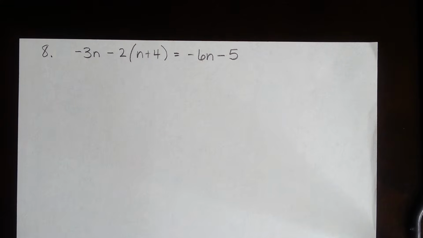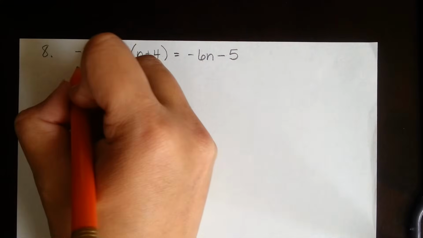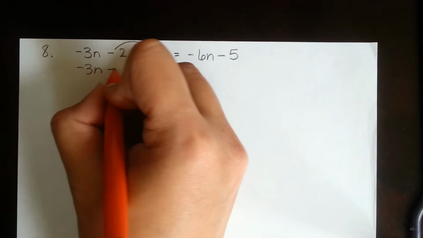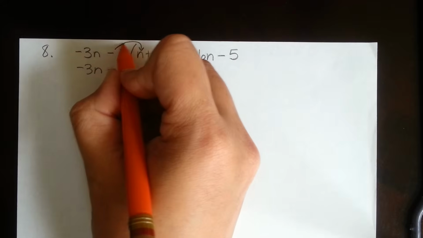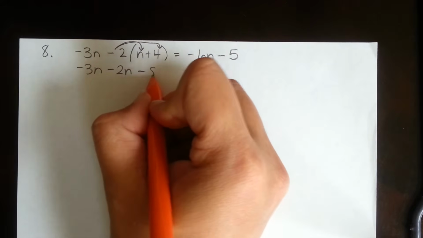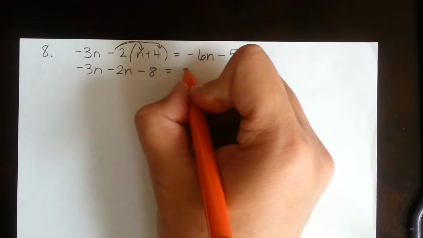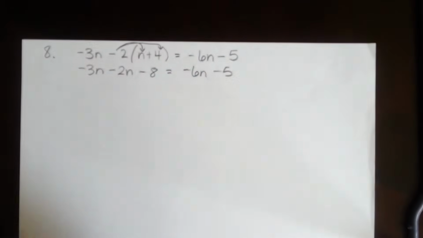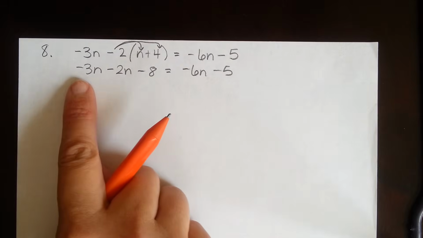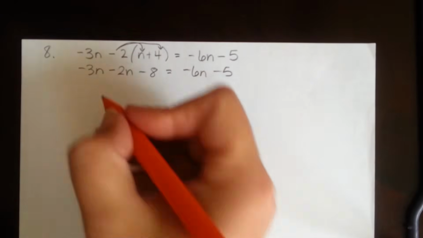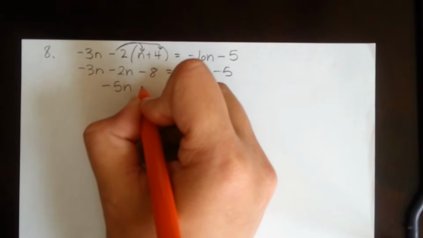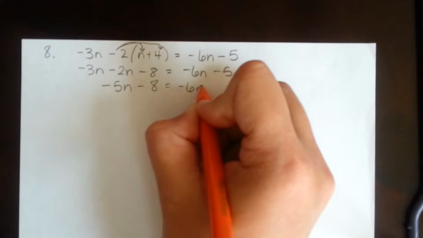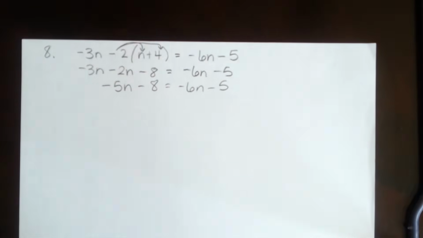First, we're going to get rid of our parentheses by distributing. So we have negative 3n. We're going to take negative 2 multiplied times n, which would give us negative 2n. Negative 2 times 4 would give us negative 8, equals negative 6n minus 5. Next, we look for like terms. Over here, we have like terms. We have negative 3n and negative 2n, which would give us a negative 5n minus 8. Over here, we do not have any like terms, so we're just going to have negative 6n minus 5.